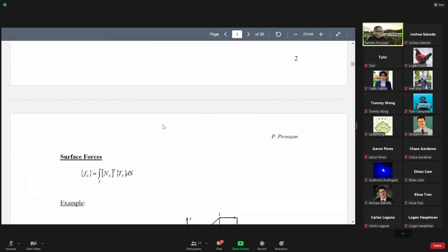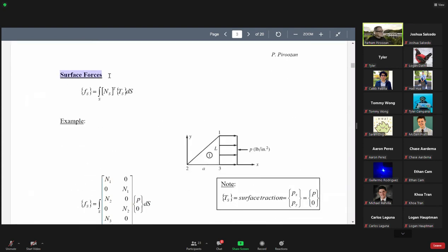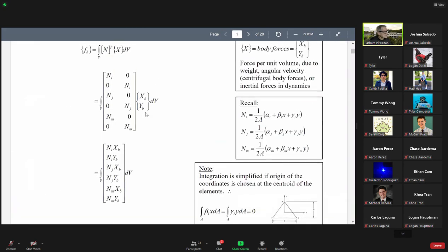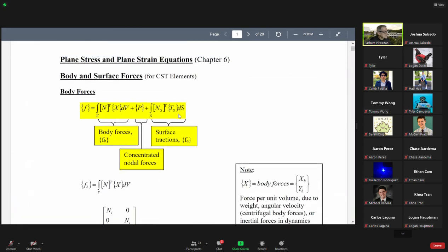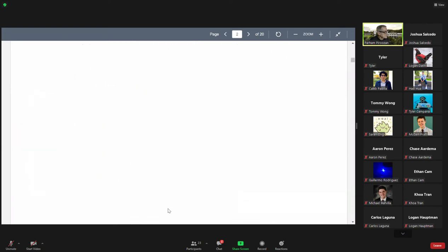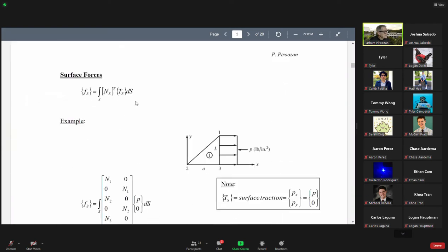All right, now let's look at surface forces. Surface forces is given by this integral, N transpose T_S dS. This is this formula. This is the surface forces, but we have to see for what problem we want to apply this. It depends. We have to see on what surface we have the traction. So let's look at this example problem.